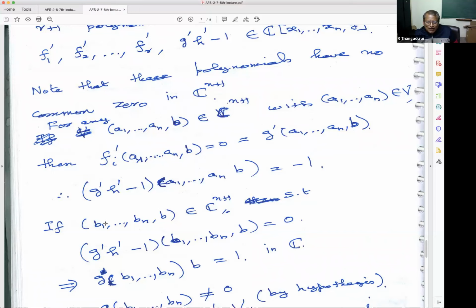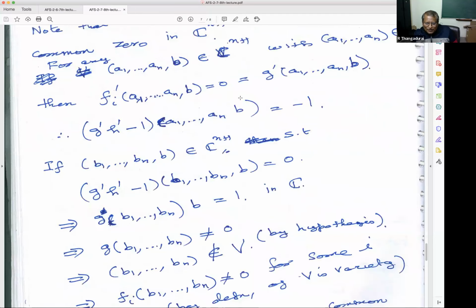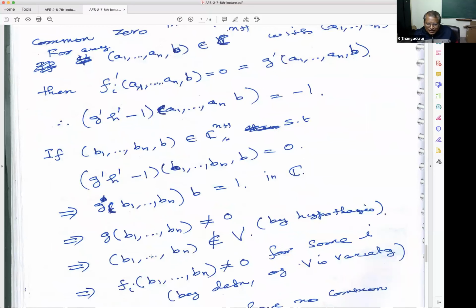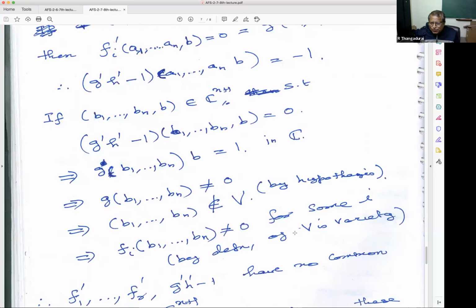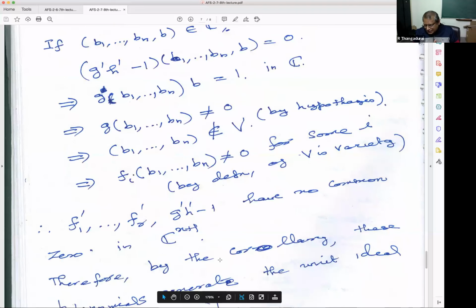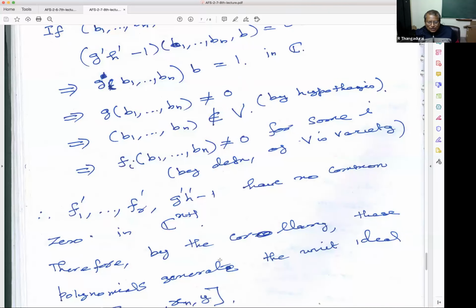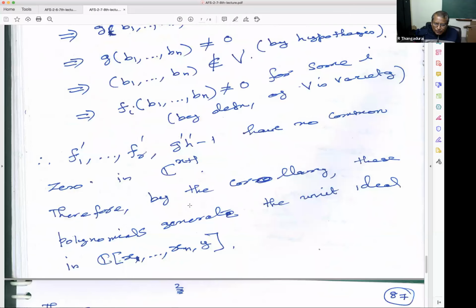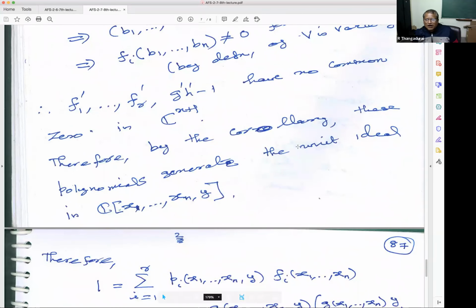With b equal to 0, take any point (b1, b2, ..., bn); if you plug it in, this is not going to vanish. So what we have seen is that f1, f2, f3, ..., fr and g h minus 1 have no common zeros in C^(n+1). Therefore, by the corollary, since they don't share any common zeros, they generate the unit ideal. We can write 1 as a linear combination of these polynomials in the (n+1)-variable polynomial ring.